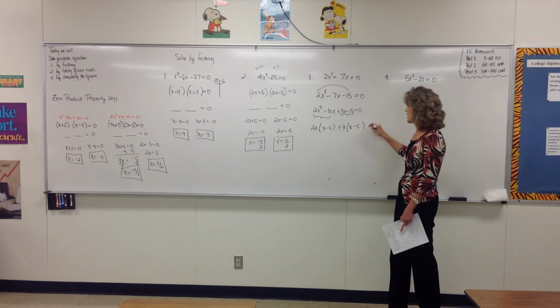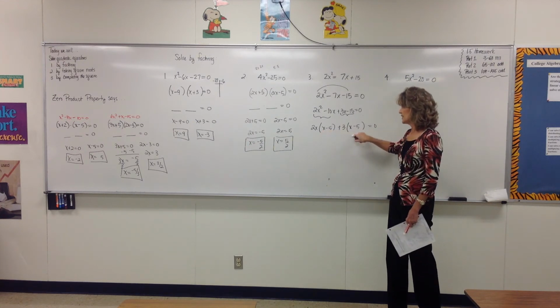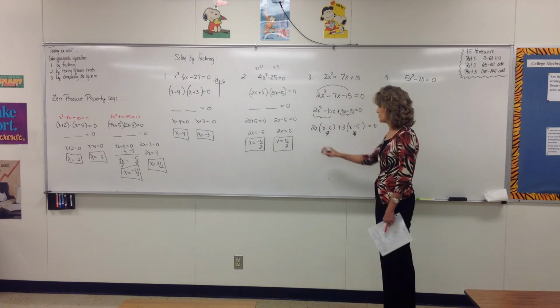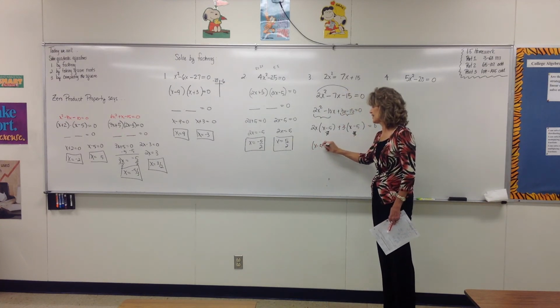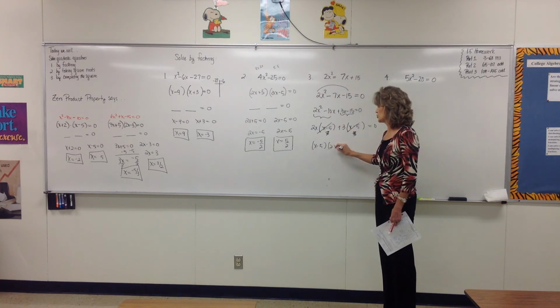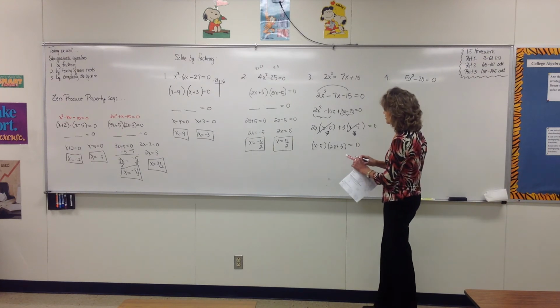It's not factored yet, remember, because there's still a plus. So these are terms. But x minus 5 is common. So if you factor out a common factor, you take out x minus 5 from both terms. Then that leaves us with 2x plus 3.